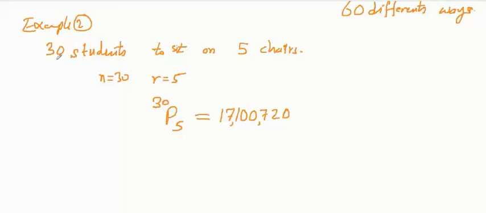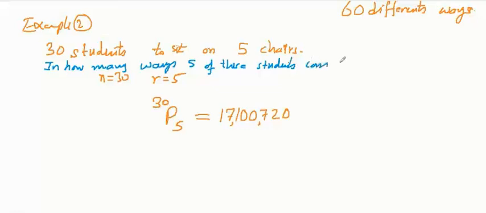For example, the situation is there are 30 students, and out of these 30 students, 5 of them will sit on these 5 chairs. So in how many ways can they sit? So the question is in how many ways 5 of these students can sit in these 5 chairs. So this is the question.